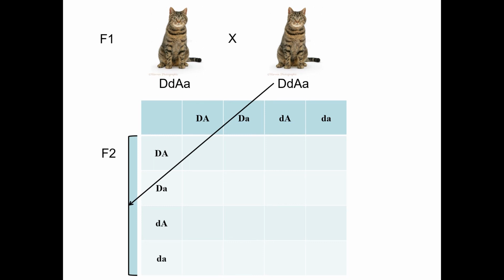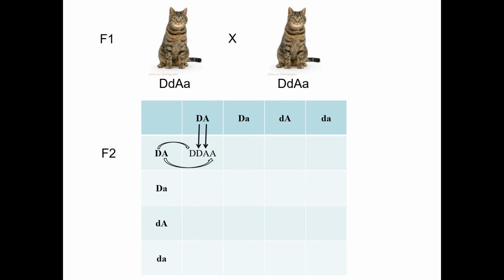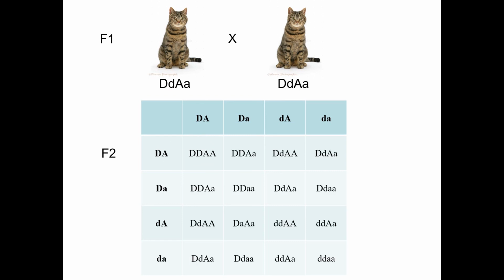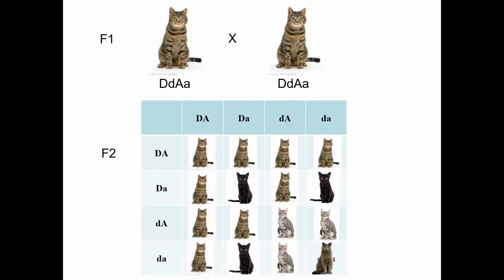Now we do the same thing that we did before, and we go ahead and populate each of the boxes with the different gametes from those cats. So for example, in this first box, this cat is going to get a big D and a big A from one parent and a big D and a big A from the other, making it homozygous dominant for everything. So when we fill everyone out, we get this. These would be all of the possible genotypes. Now to make it a little bit easier to see, I'm going to replace these genotypes with what the cats look like. Let's count up the total number of each type of cat.